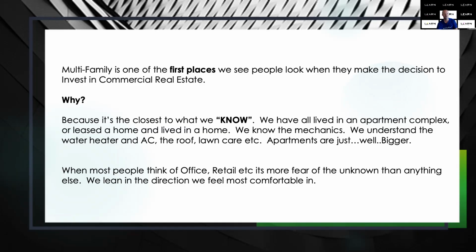When most people think of office, retail, et cetera, it's more fear of the unknown than anything else, right? We lean in the direction we feel most comfortable, and most people feel comfortable with multifamily because we get it. When we look at the retail office stuff, it can be, okay, but I'm signing a 5-year commitment. What's going to happen in 5 years? Why is the commission so high? Why am I paying so much for tenant improvement allowance? How do I handle the reconciliation of triple nets? I mean, there's just a lot more moving parts that we're not sure how to operate, manage, or can we do it ourselves, right?